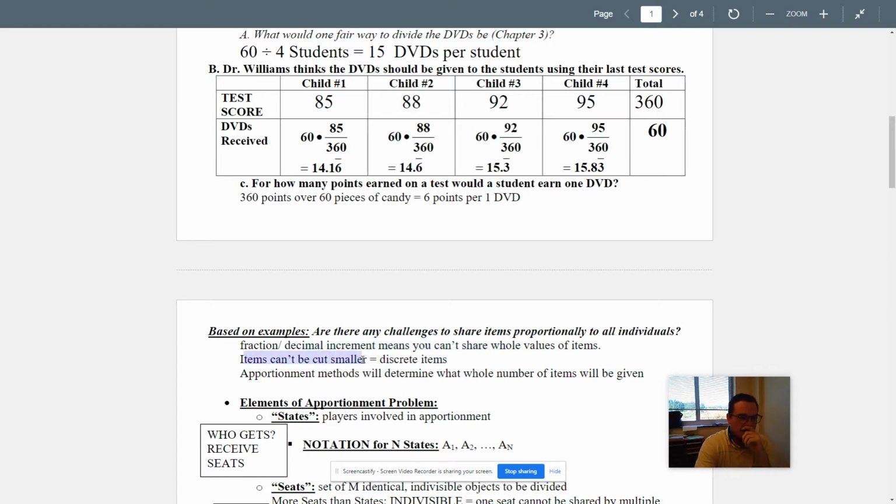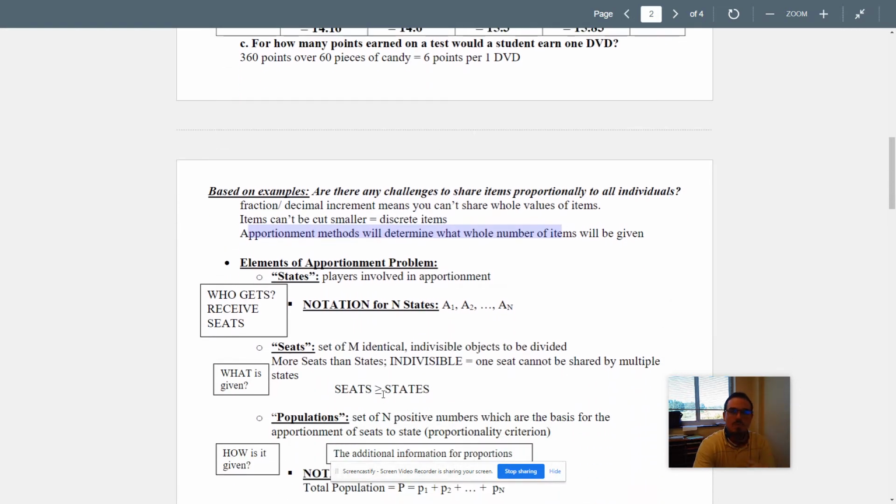So items can't be cut smaller. What we call those are discrete items. If they can't be cut, they're discrete. So a proportionate method will determine what whole number of items will be given. So now we'll get through when do we give off that whole number item.